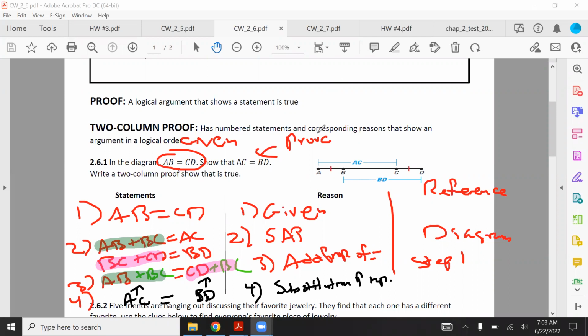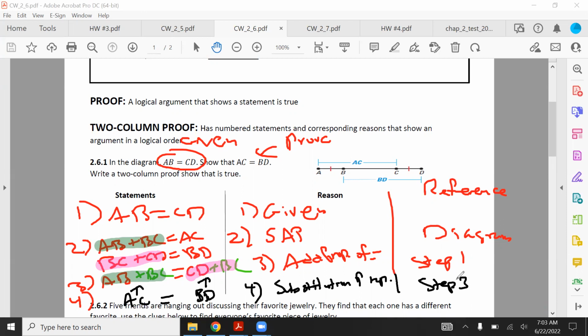You can say substitution or addition property. That's fine. And obviously, we referenced step 3 here. So we use a previous step to get us to the next step, right? That's how proofs work. That's a logical flow. So we were given statement 1. Statement 2 we use the diagram to help us make that conclusion.